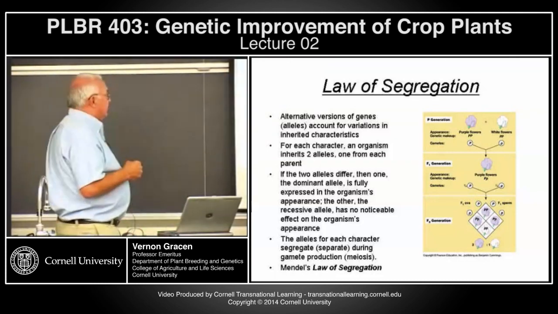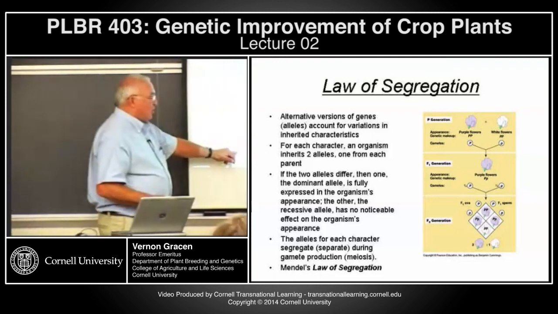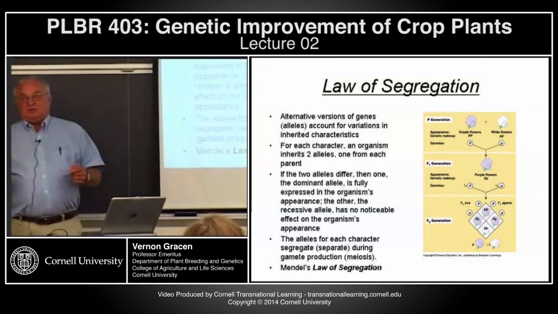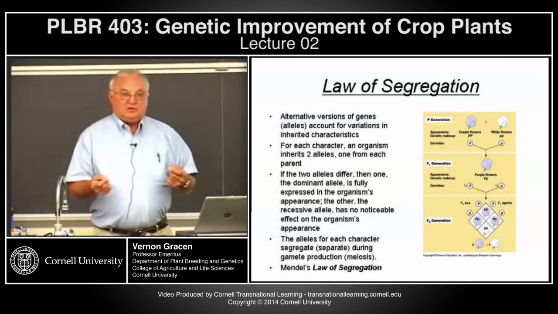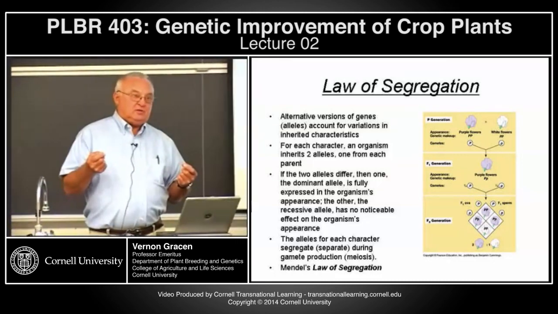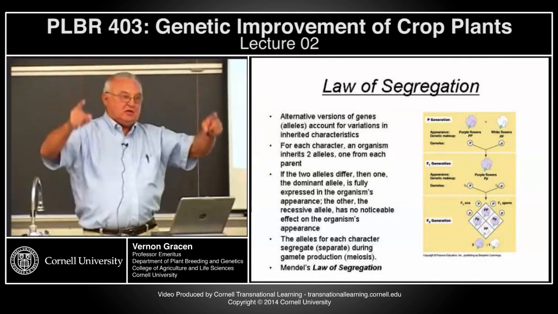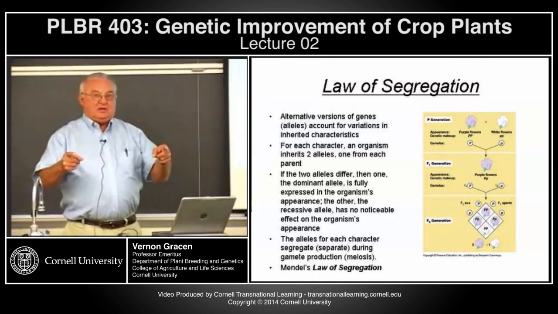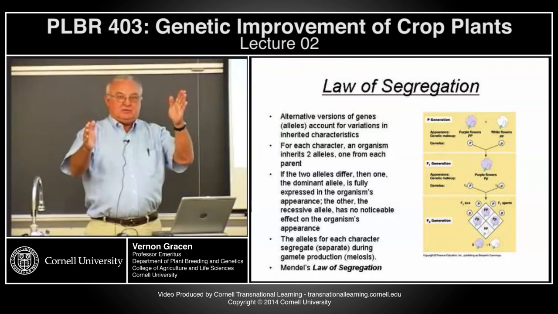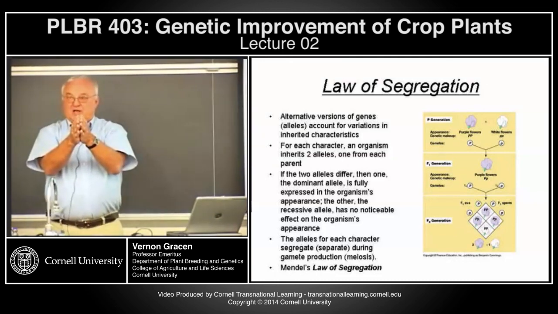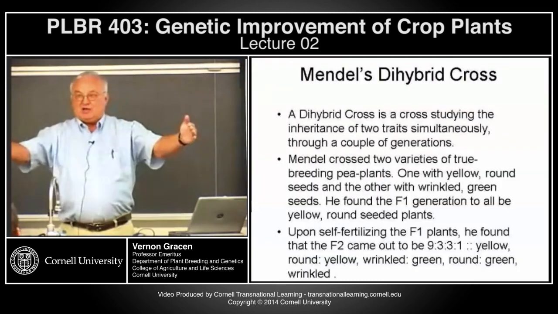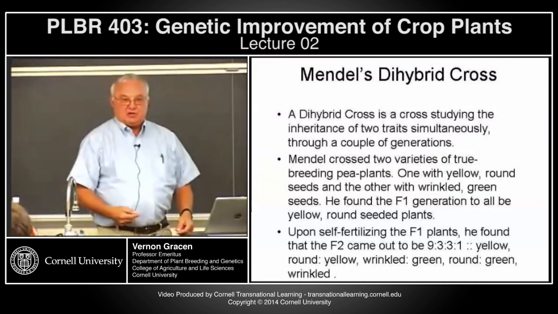From this, he developed his law of segregation. It simply says every trait in each individual is controlled by 2 factors or alleles, and that one allele comes from each parent. They combine in the F1 hybrid individual, but then those alleles segregate through subsequent generations.